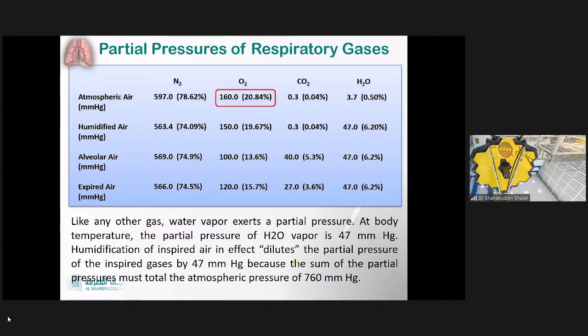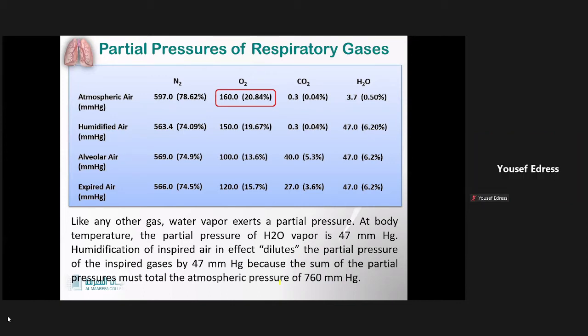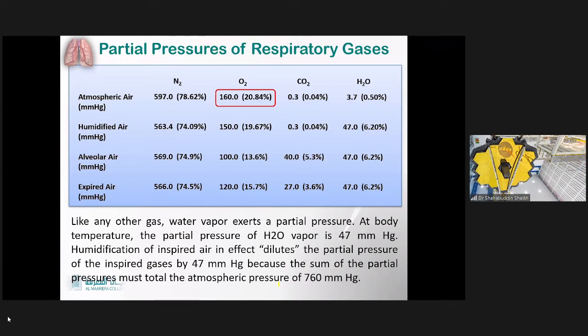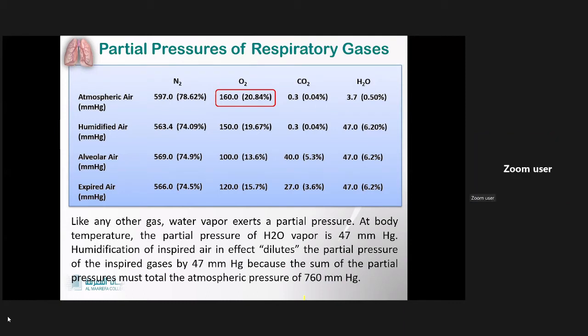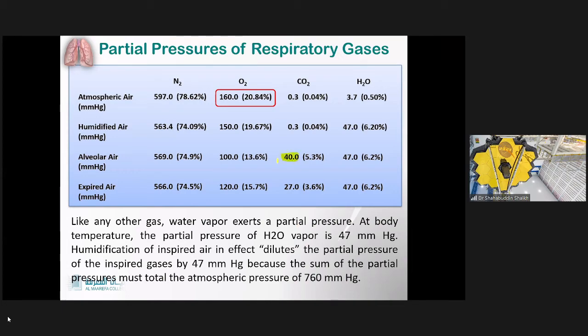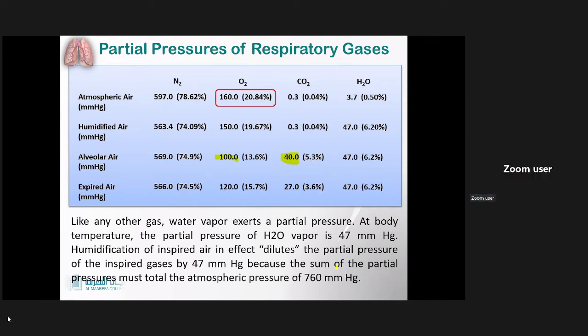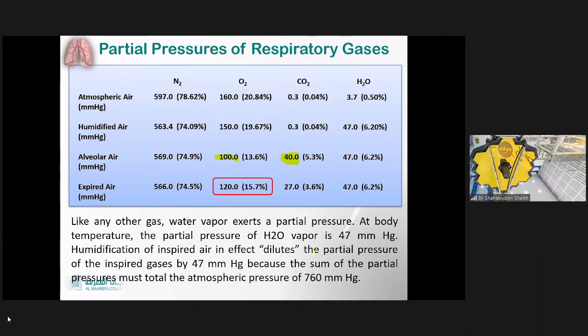Quick questions now. Partial pressure of oxygen in atmosphere: 160. Partial pressure of oxygen in alveolar air: 100. Partial pressure of carbon dioxide in atmosphere: 0.3. But this one is more important: partial pressure of carbon dioxide in alveolar air is 40. Very good. We'll see some more numbers ahead.